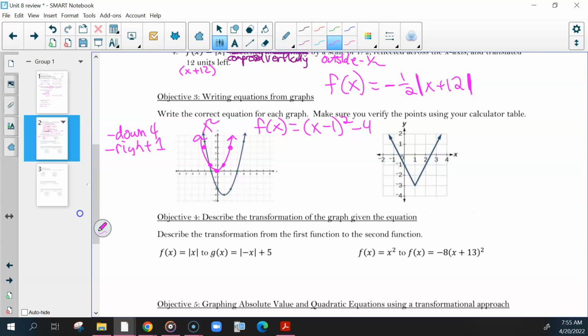What questions do we have on that? Wait, so how do you know it's x to the second power? This is a u, so that means it's x to the second. Oh, if it was a v, it'd be the absolute value. Okay.